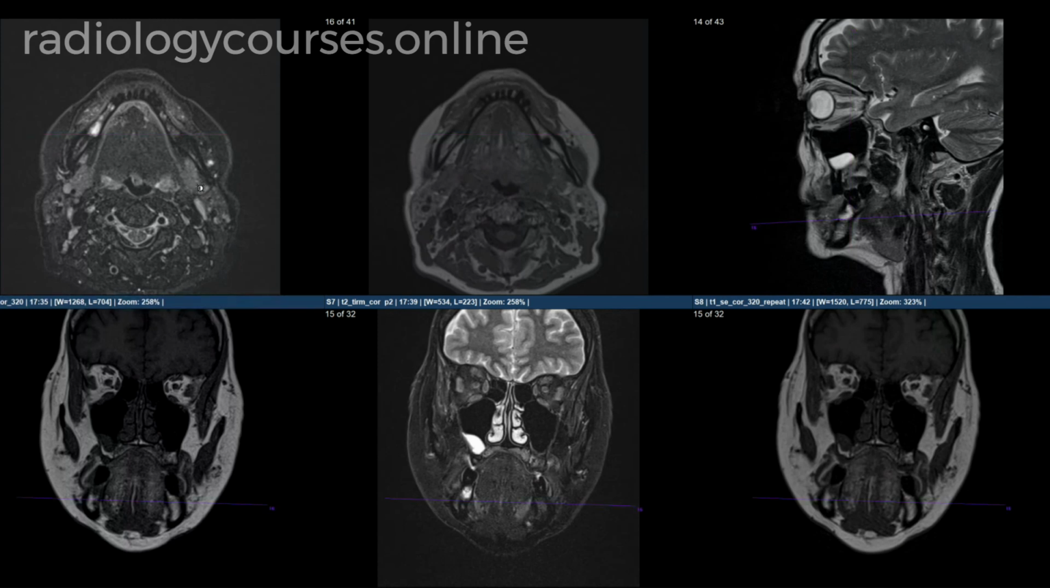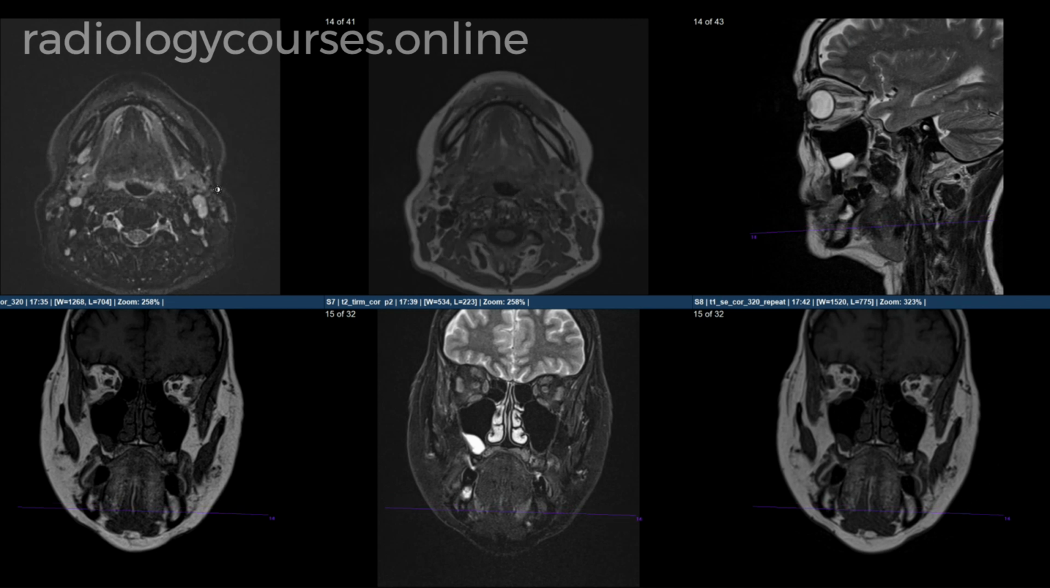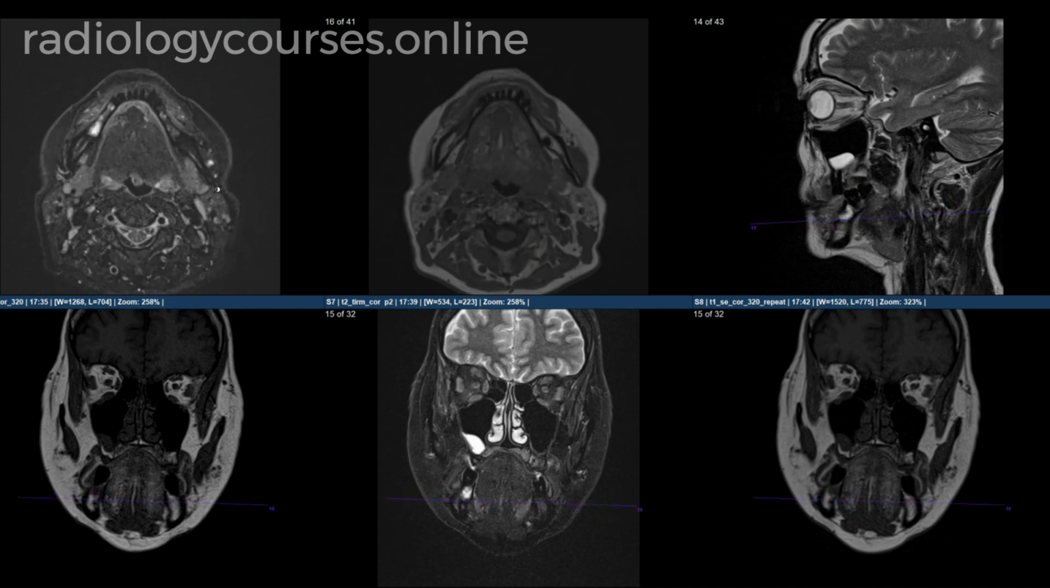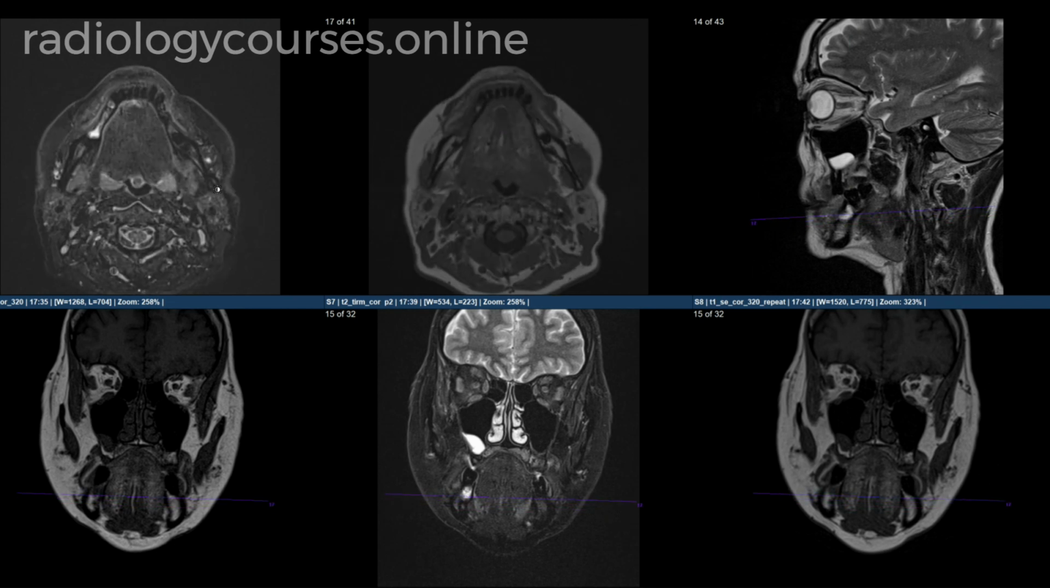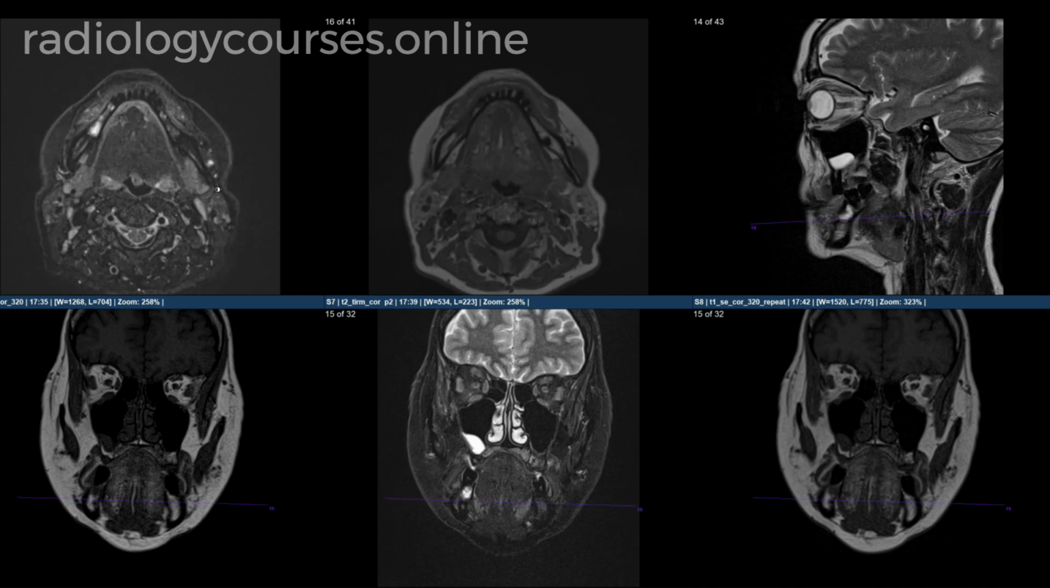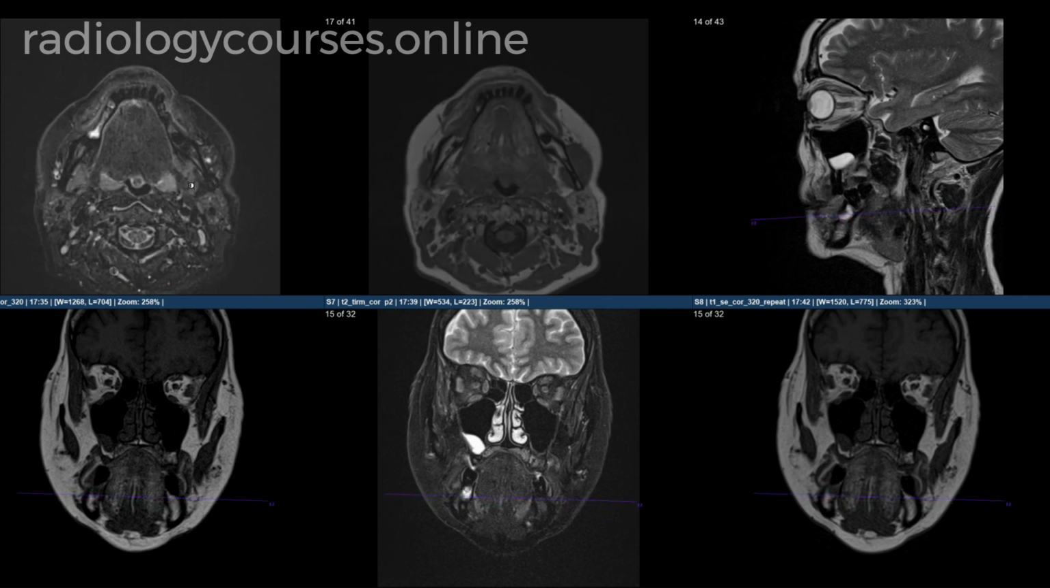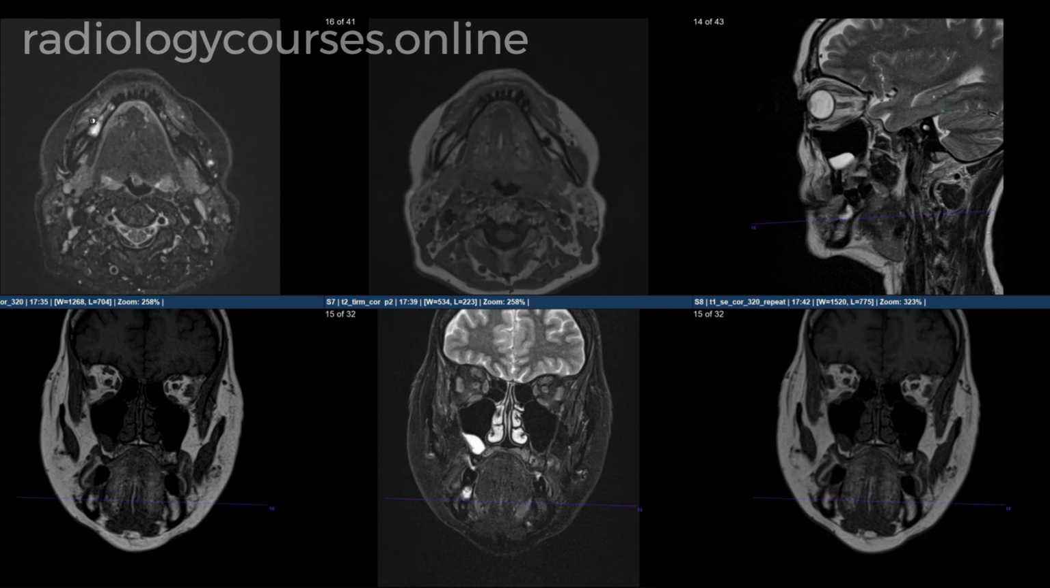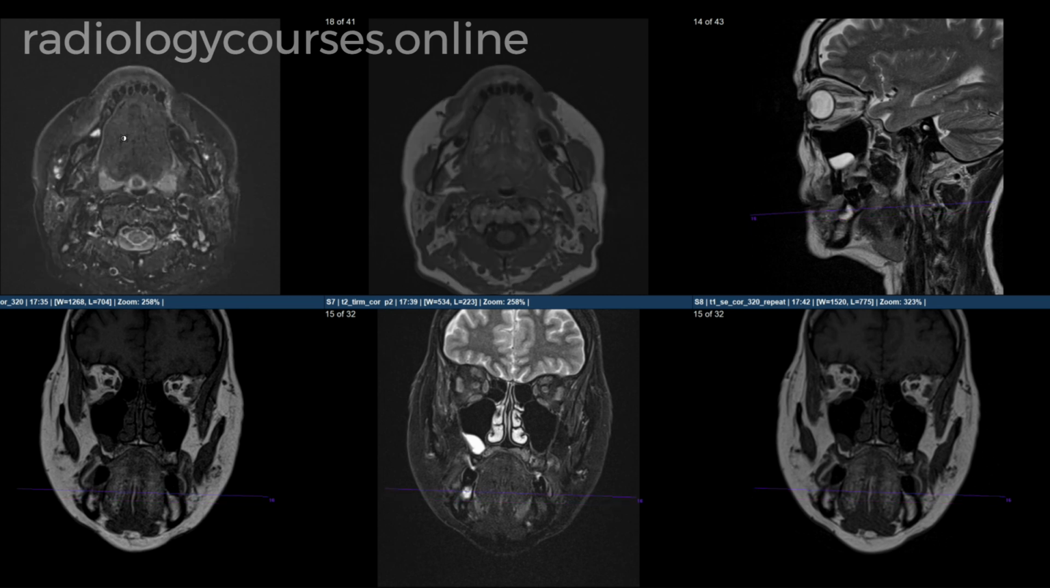Here is an MRI of the neck slash mandible in a 55-year-old with history of right-sided mandibular pain and swelling. The patient is on bisphosphonates. So what we see on this MRI is a well-defined area of abnormal signal along the right ramus.